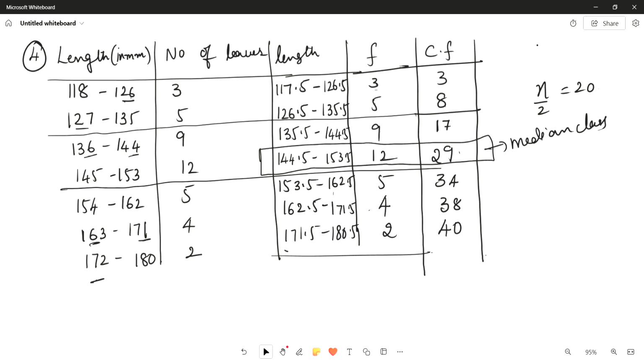What doubt do you have in this? Understood? Yeah, greater than N by 2. Sometimes you can get the N by 2 value exactly, no, then don't take that value. Greater than that only you should take.